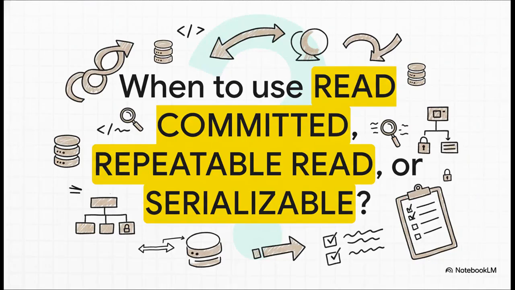You've seen these terms, right? Read committed, repeatable read, serializable. They're everywhere, in the docs, in pull requests, in those late-night debugging sessions. But knowing the names is one thing. Knowing which one to reach for and when to make sure your app's data stays correct, well, that's the million-dollar question. And that's exactly what we're going to clear up today.